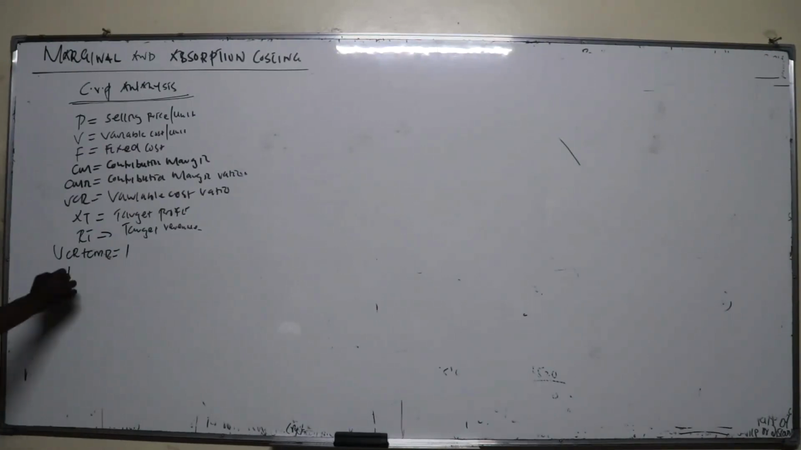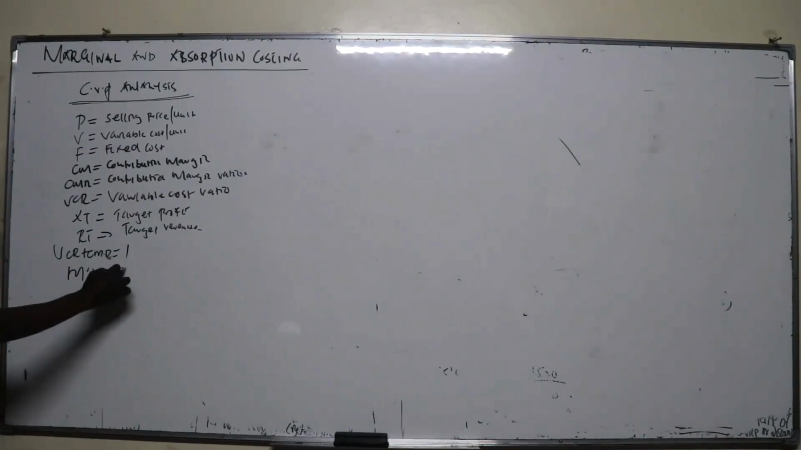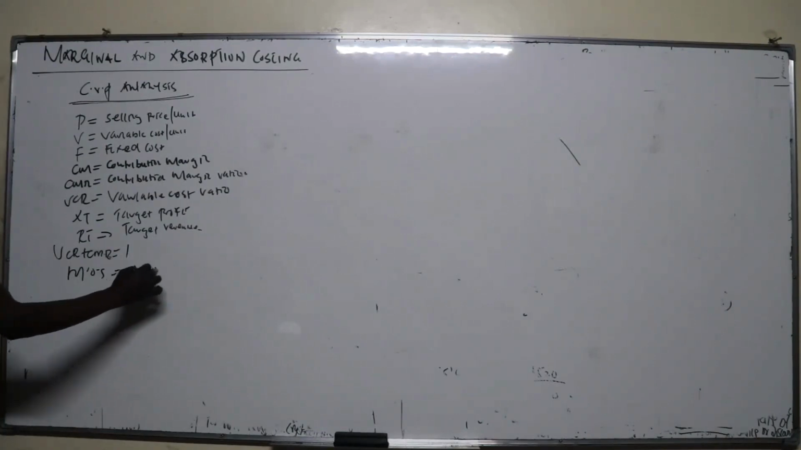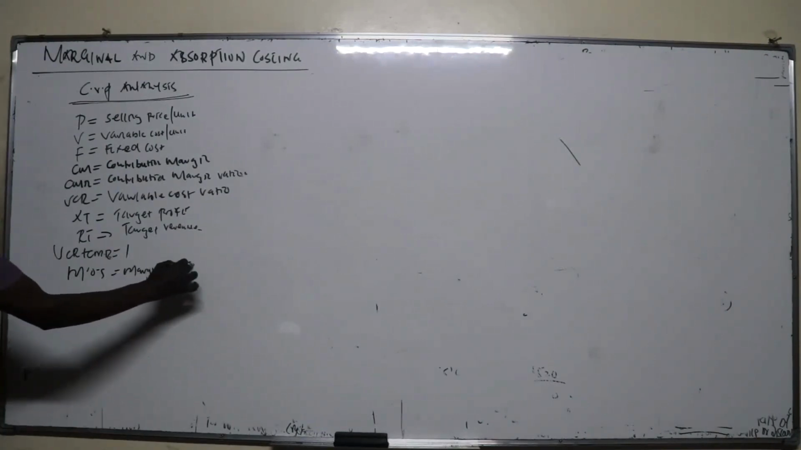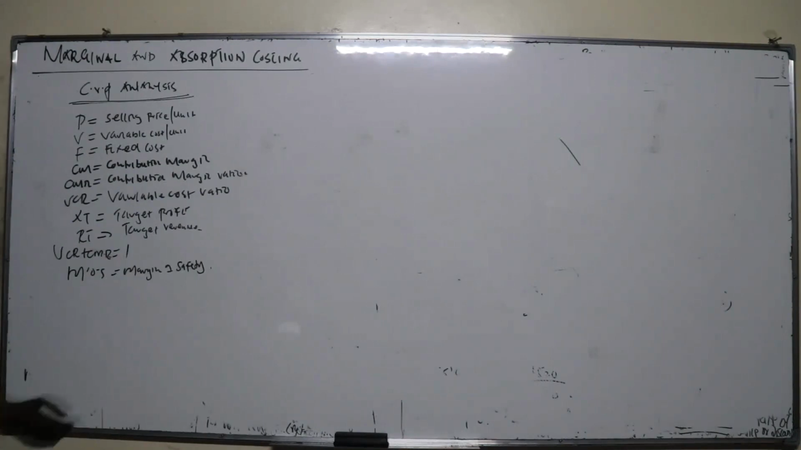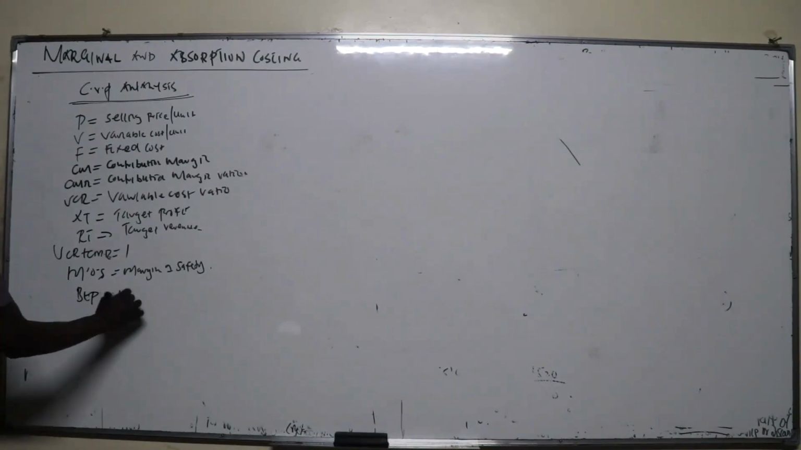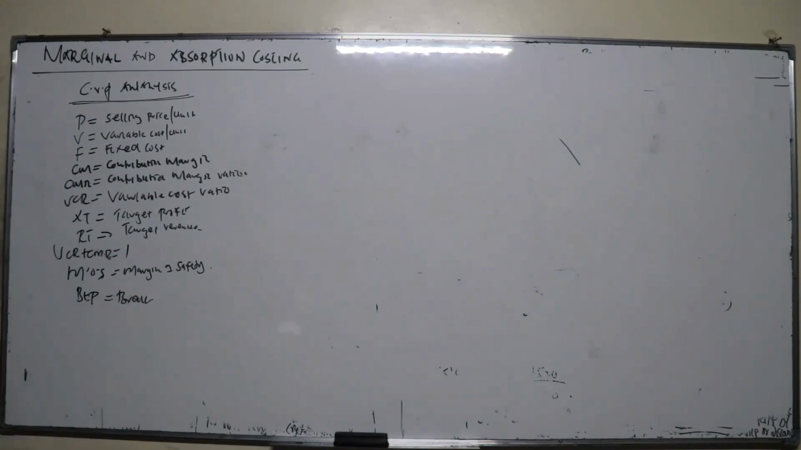And then we have MOS, which stands for margin of safety. So those are the things that you're supposed to know. BEP stands for break-even point. So those are the initials to help us understand this CVP analysis.